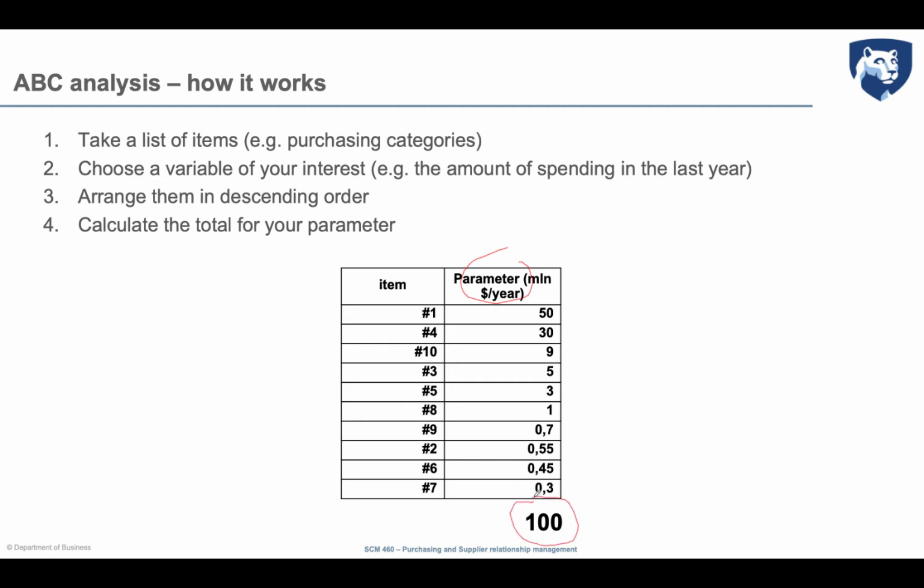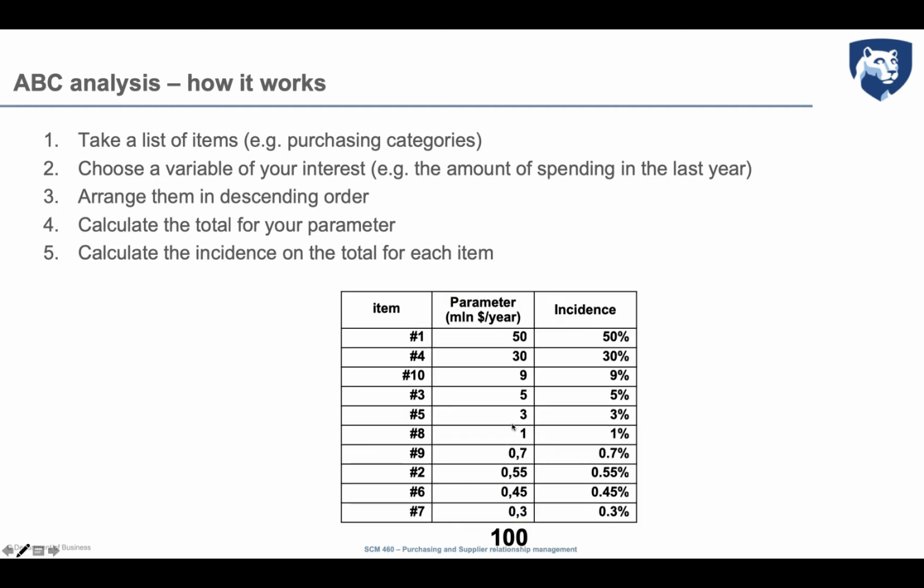$100 million. So in total, the last year we have spent $100 million. So step 4 is that once I have associated the punctual value to each category, calculate the base, so how much we have spent of the variable that we are analyzing.